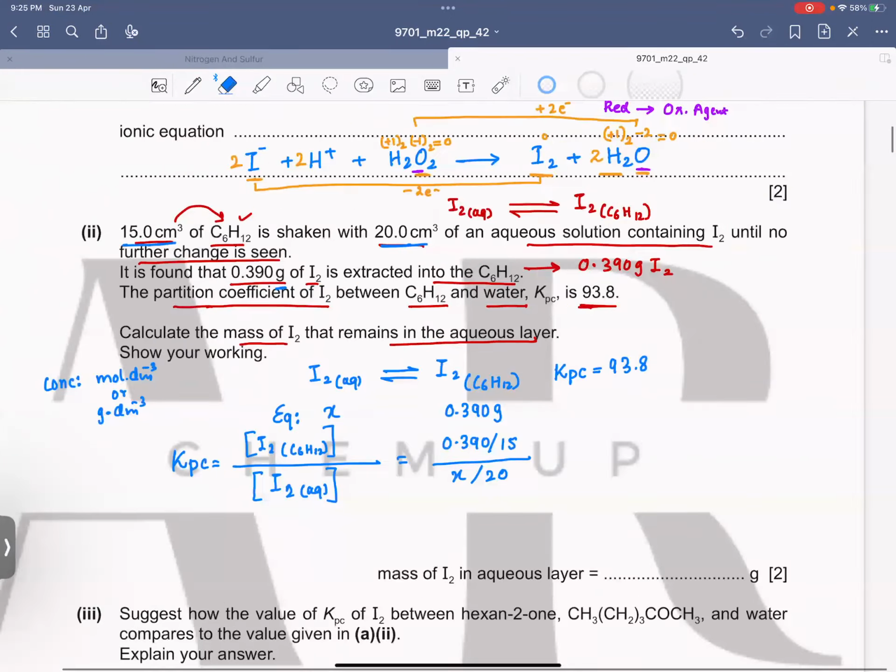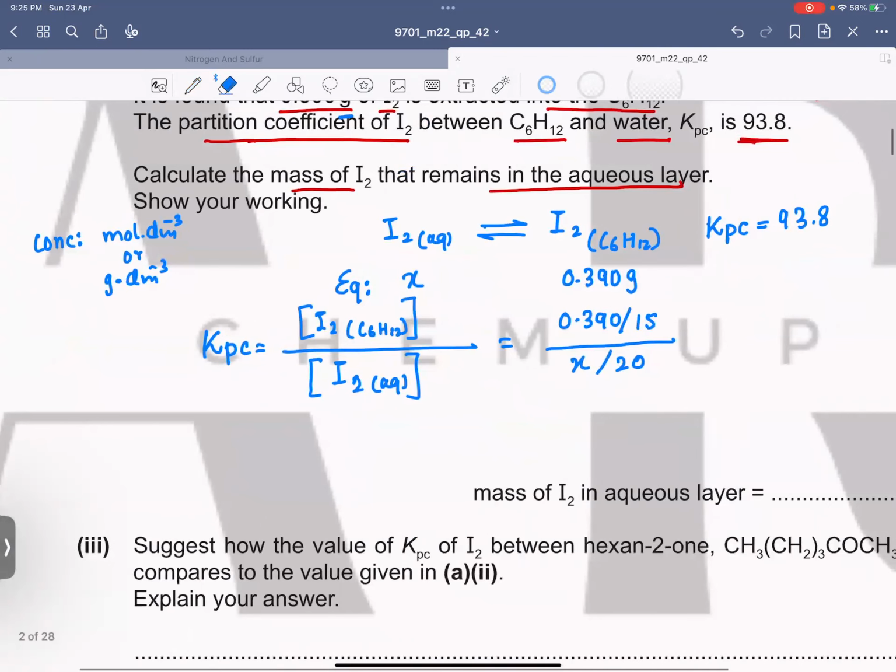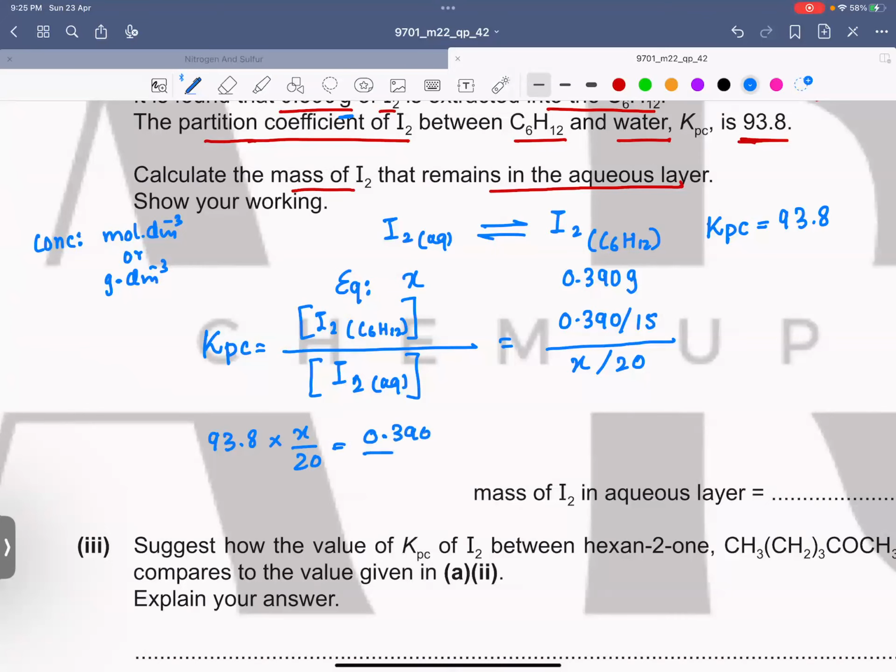Okay, so the value of KPC is 93.8 multiplied by x over 20 is equal to 0.390 over 15, and then further x is equal to 0.390 over 15 multiplied by 20 over 93.8. Can anybody tell me the answer?